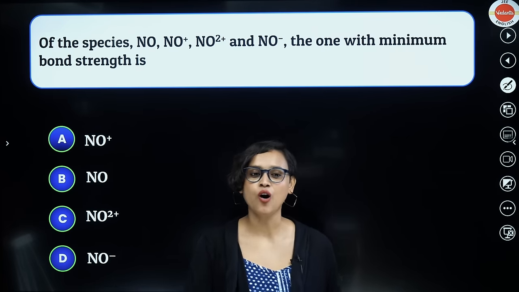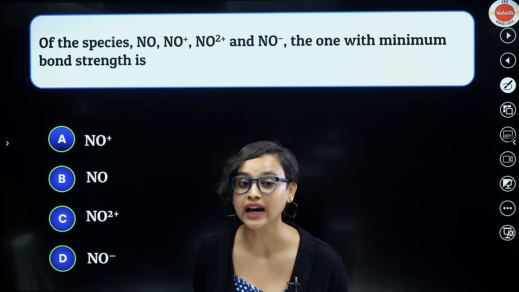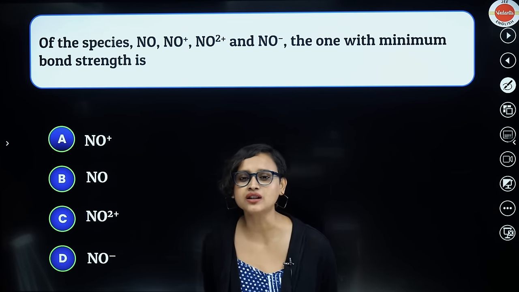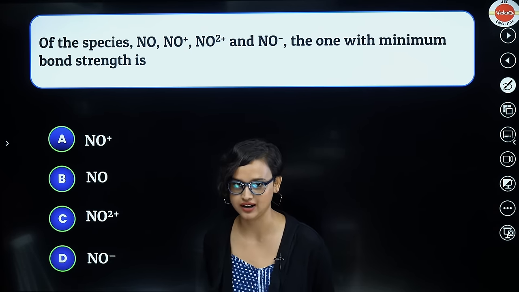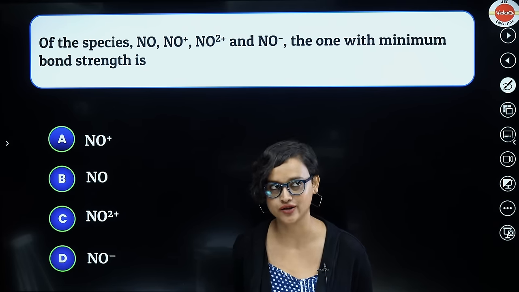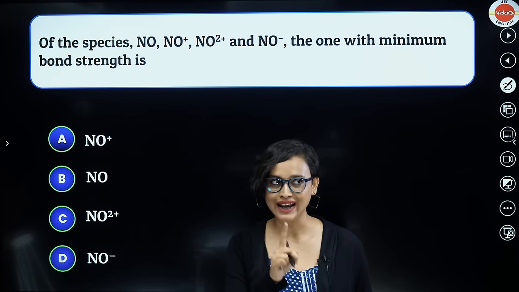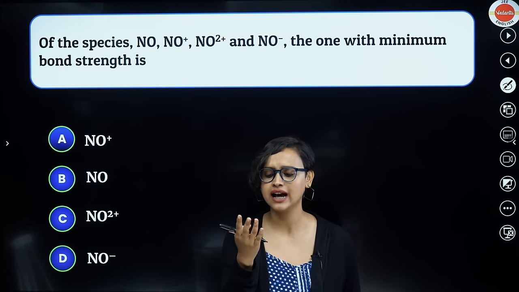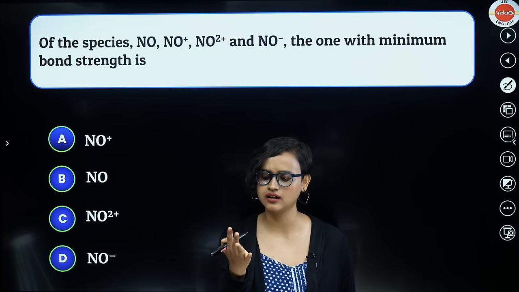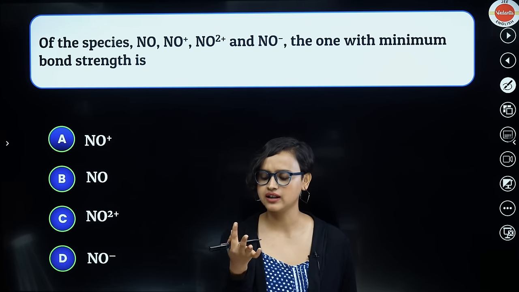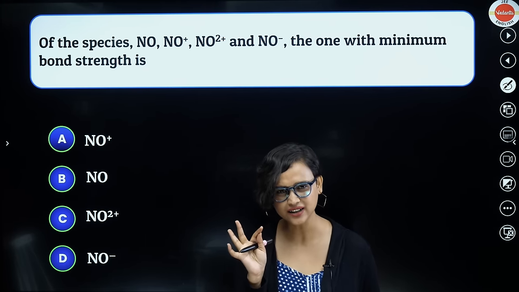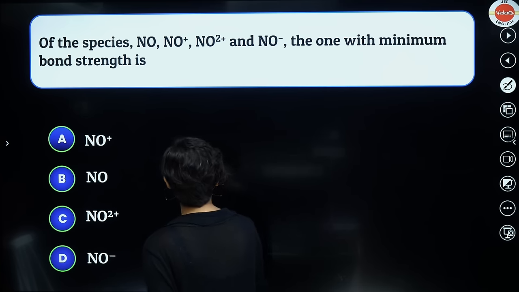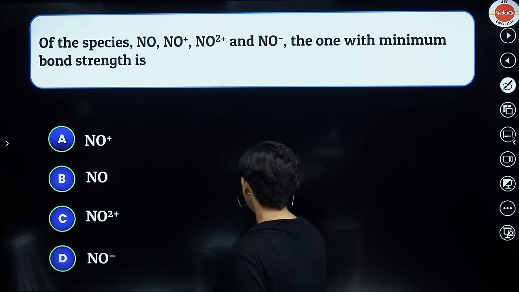Now, of the species NO, NO plus, NO2 plus and NO minus, the one with the minimum bond strength is... the one with the minimum bond strength. Okay, let's do it. N and O. Nitrogen has 7 electrons. Oxygen has 8 electrons. So 8 plus 7 is 15 electrons, right? If it is more than 15, then how do we draw? Chalo, let's just draw it.